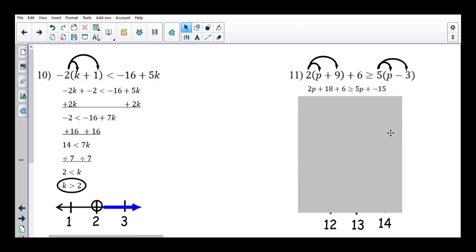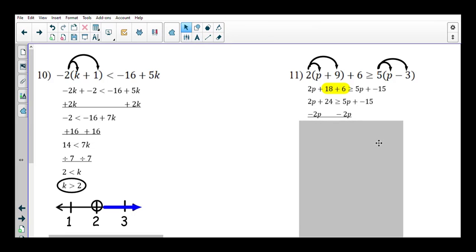On the right-hand side, we'll have 5p minus 15, which I did rewrite as 5p plus negative 15. I would suggest combining the 18 and 6, which are like terms, to get 2p plus 24 is greater than or equal to 5p plus negative 15. 2p is smaller than 5p, so that's what I would move. It's positive, so I would subtract 2p from both sides. That will get us 24 is greater than or equal to 3p plus negative 15.